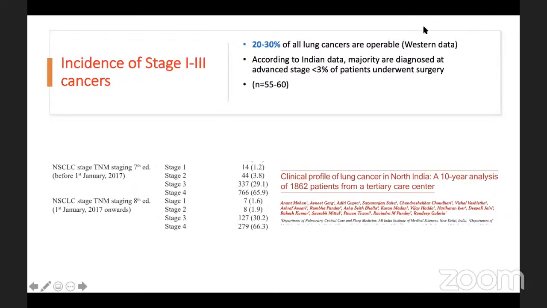We just had a very nice panel discussion, but I have to say that where I practice, even though we call ourselves a tertiary cancer hospital in Shankara, the number of patients whom we ultimately end up operating is actually very less.